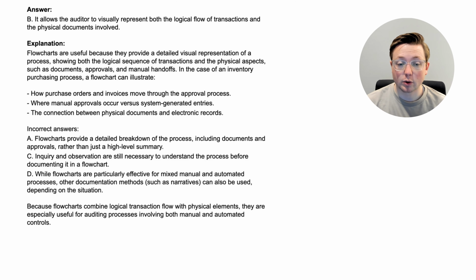In the case of an inventory purchasing process, a flowchart can illustrate the following. So let's go through each of them. How purchase orders and invoices move through the approval process, where manual approvals occur versus system-generated entries, and the connection between physical documents and electronic records.